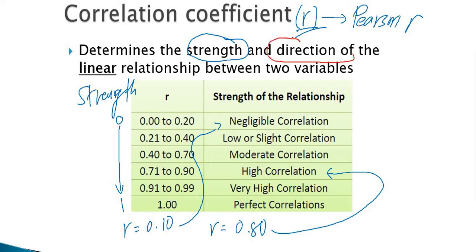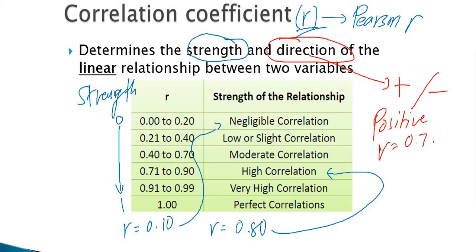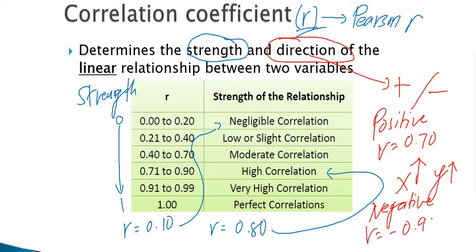Now let's talk about direction. For direction, this is only whether it is positive or negative. If the direction is positive, meaning our R is, let's say, positive 0.7, that means as x goes up or as x increases, y increases. So as the independent variable gets more value, the dependent variable gets more value as well. However, if we would have a negative correlation, let's say R is equal to negative 0.9, that means as x actually increases, y is actually decreasing.